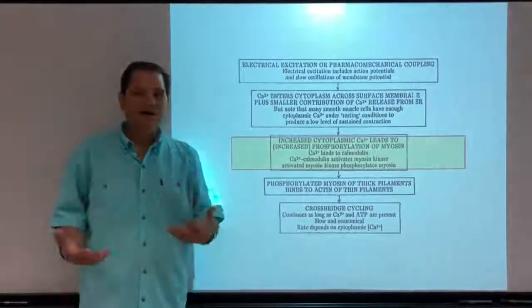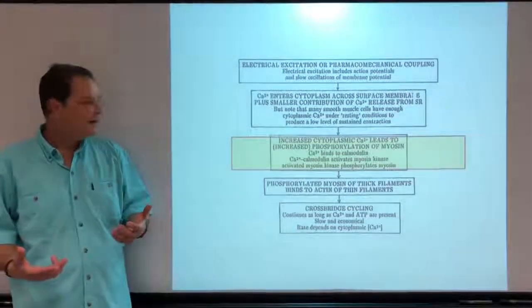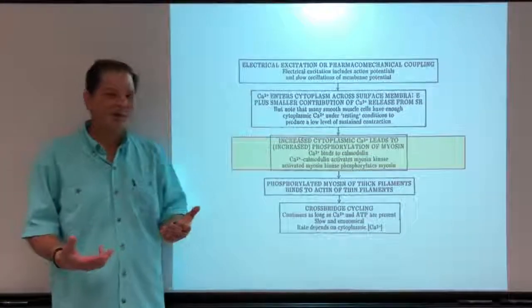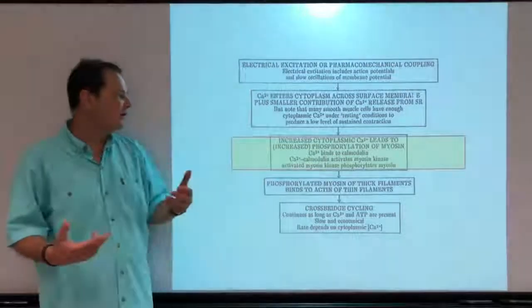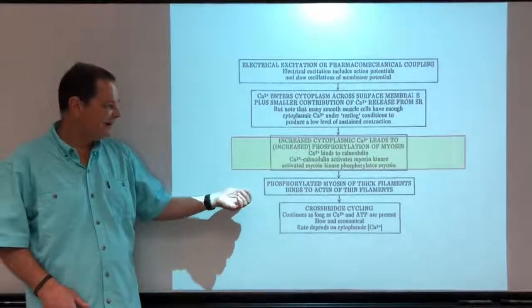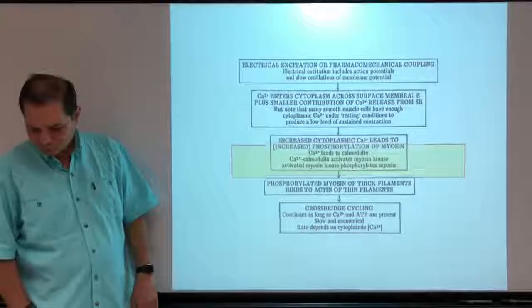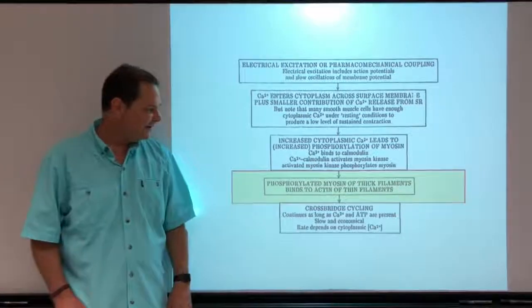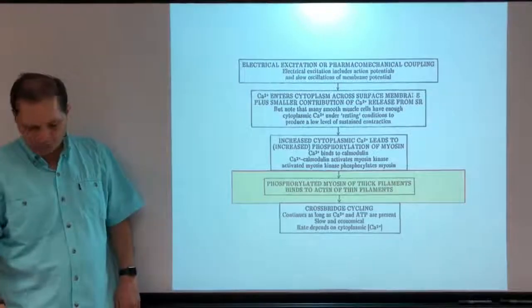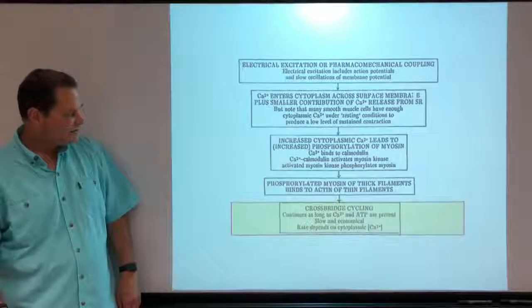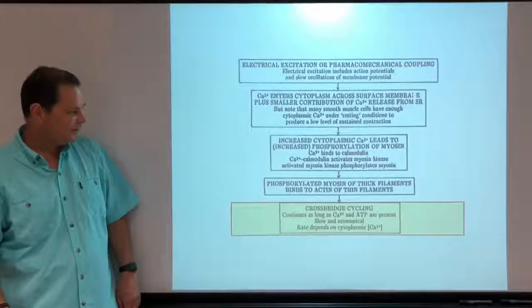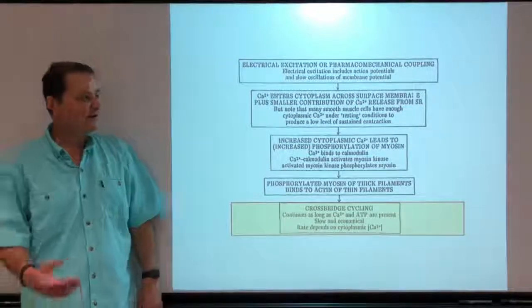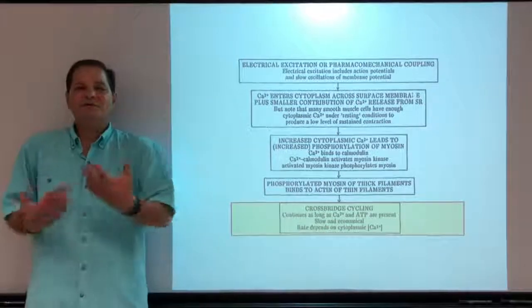Okay, so in the classical excitation, contraction, coupling process, that starting with calcium, we should think about that happening. And then phosphorylated myosin binds to the actin, and we get cross-bridge cycling and generation of force, and that'll continue as long as calcium and ATP are present. Okay? So that's how excitation, contraction, coupling generally works.